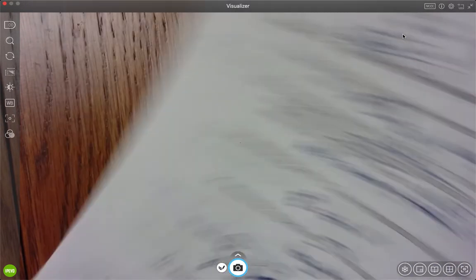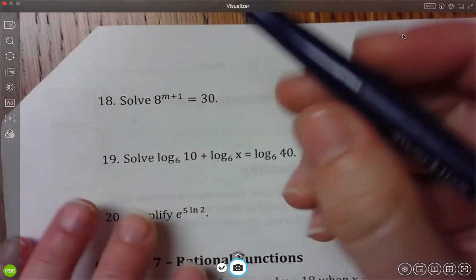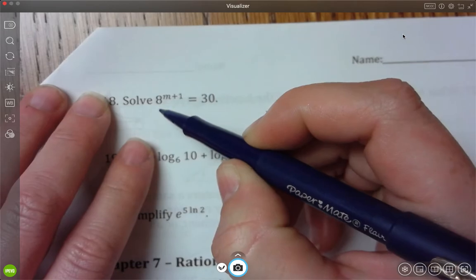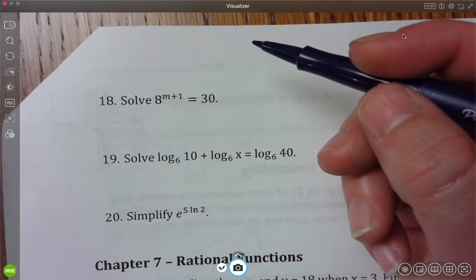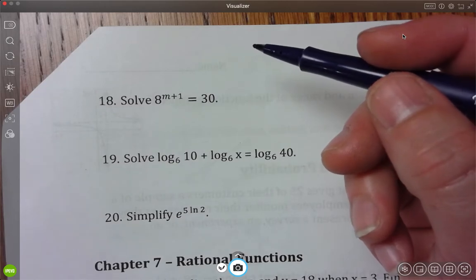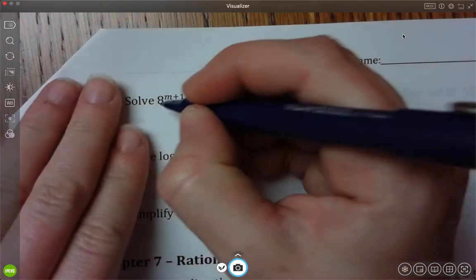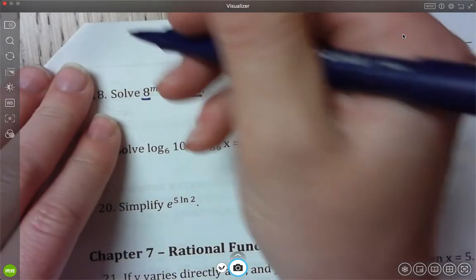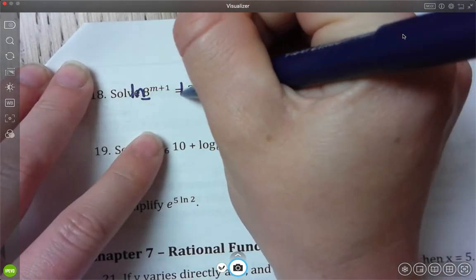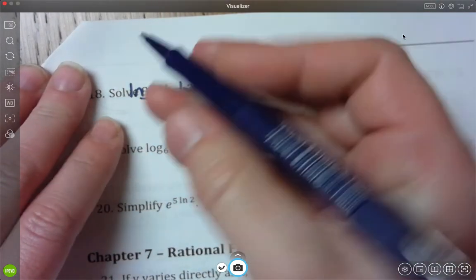But on number 18, the problem with that is, 8 could be written as 2 to the 3rd power, but 30 can't be written as 2 to any power. Like 32 is, I think, 2 to the 5th power. So we can't write 30. So what do we do when we have two numbers that we can't change to be the same number base? Well, what we can do is put a natural log in front of both sides. Or you can just put a log base 10 in front of both sides. Both will work the same way.